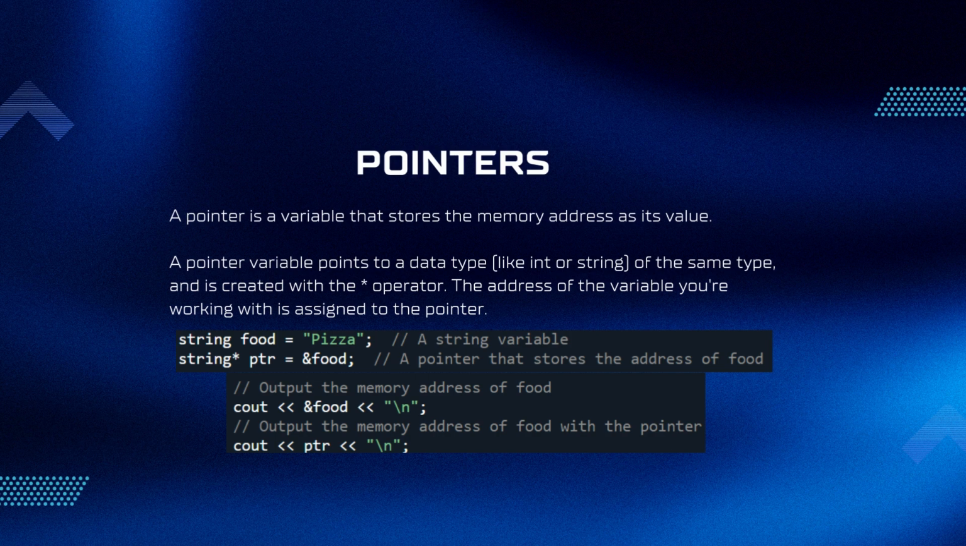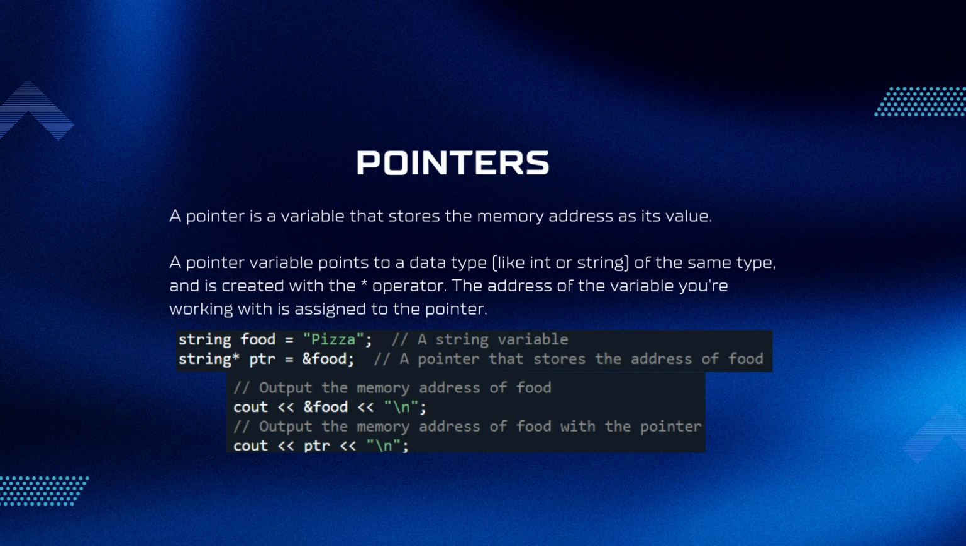Note that the type of the pointer has to match the type of the variable you're working with. Use the ampersand operator to store the memory address of the variable called food and assign it to the pointer. Now, ptr holds the value of the food's memory address. We use the pointer variable to get the memory address of a variable used together with the & reference operator.